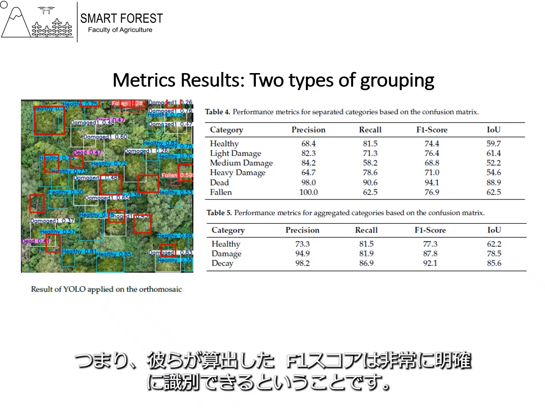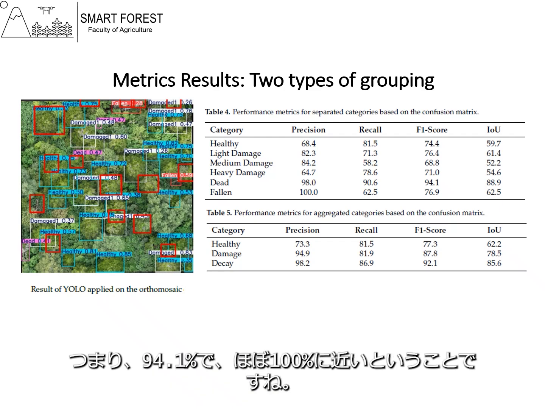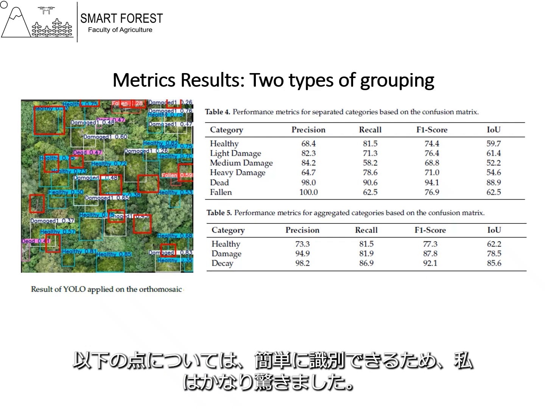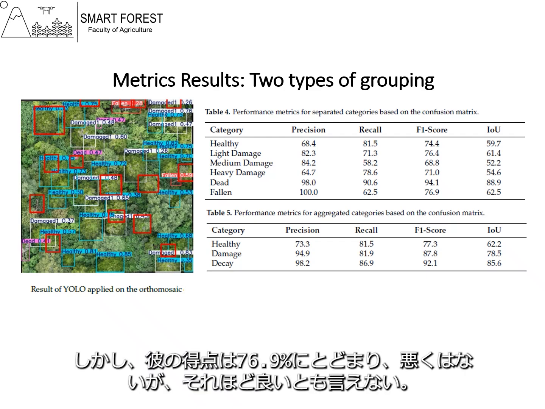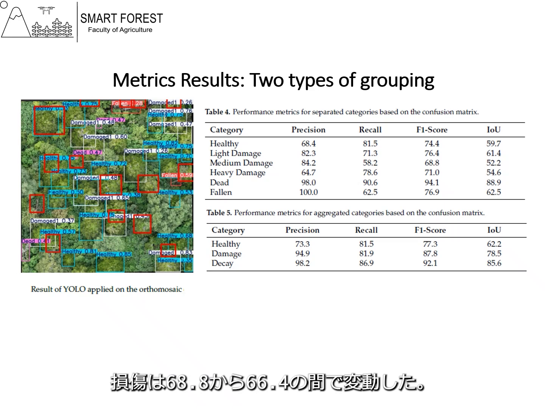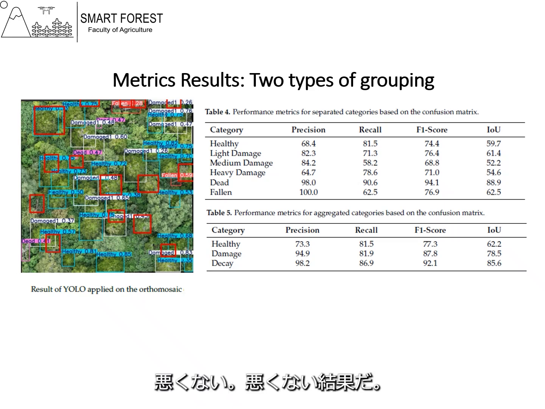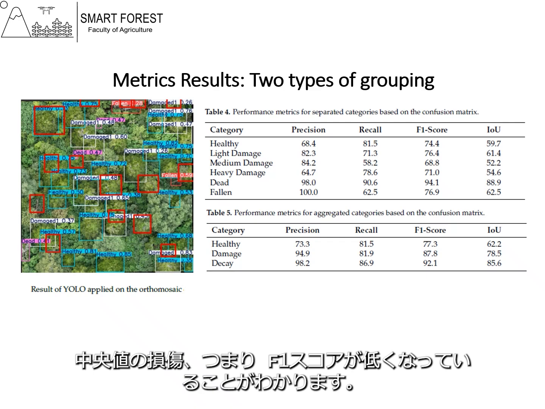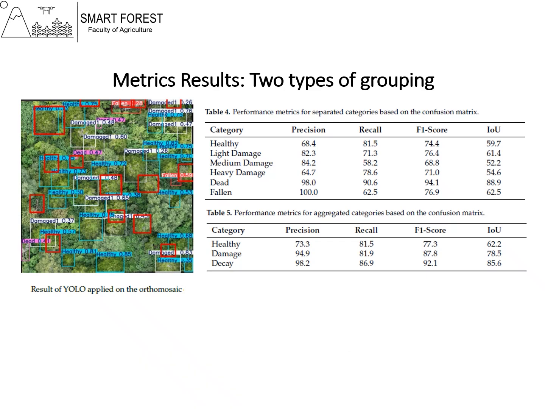So if you see the F1 score, the dead is very well identified. So you have 94.1%, almost 100. So the dead is easy to identify. I was quite surprised with the fallen because the fallen is also easy to identify, but he only got 76.9%, which is not bad, but it's not so good. The healthy was also good, and the light damage, medium damage, and heavy damage oscillated between 68.8 to 66.4. It's not bad results, but here you can see that for the medium damage, the F1 score was lower because there were many false negatives. There were very few false positives, but the false negatives decreased the whole accuracy of the model.